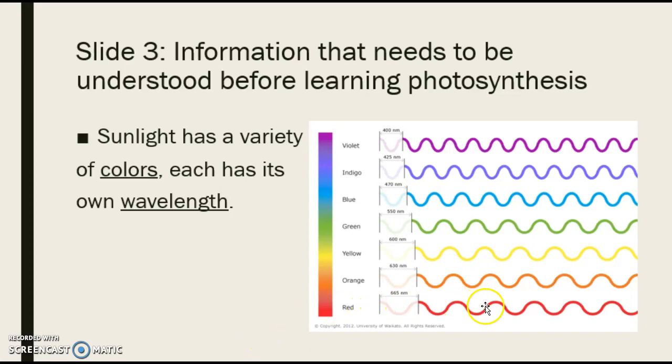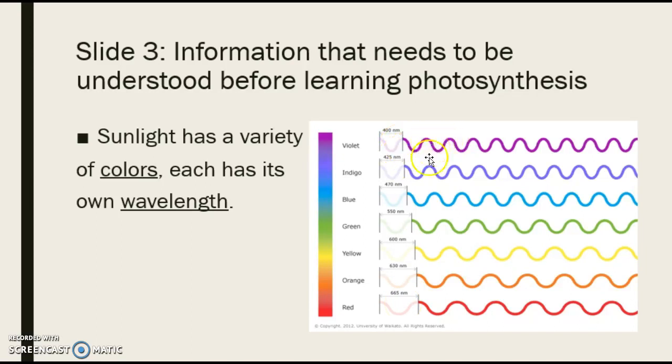And we see wavelengths on our screen right here. A wavelength is measured from the top of one peak to the top of the next peak. However far that distance is, that's one wavelength. Looking at the different colors of the rainbow here, we can see that each of them has a unique wavelength. Violet, for example, is 400 nanometers. Very, very small. Red, 665 nanometers. Still really, really small, but much, much bigger than 400 nanometers.